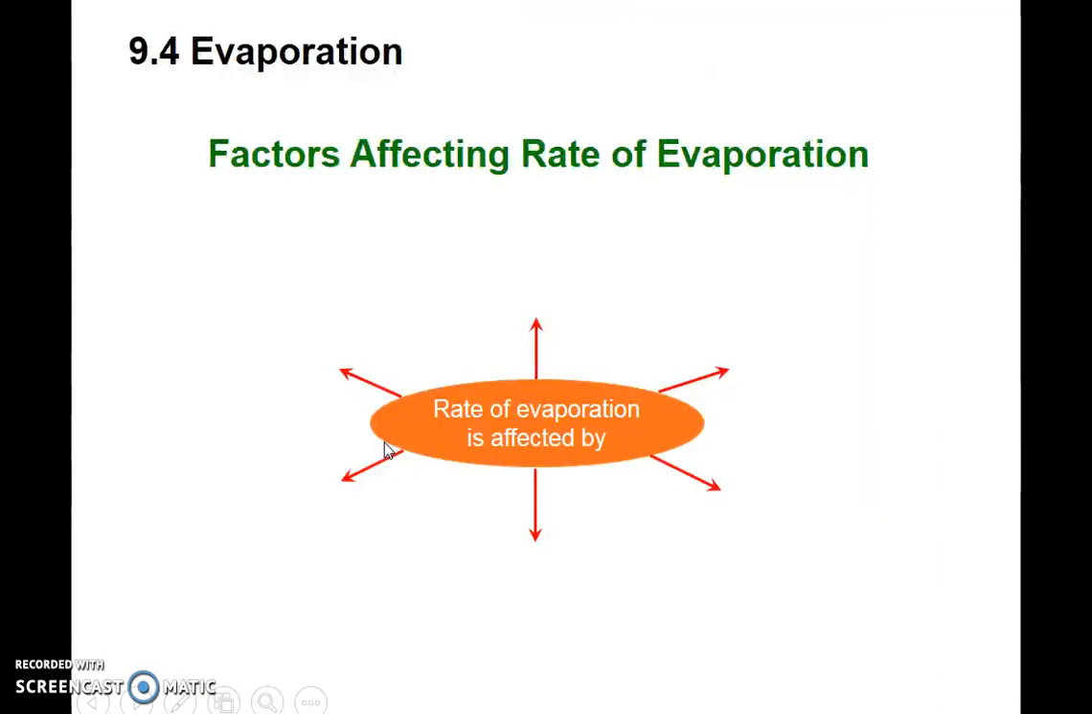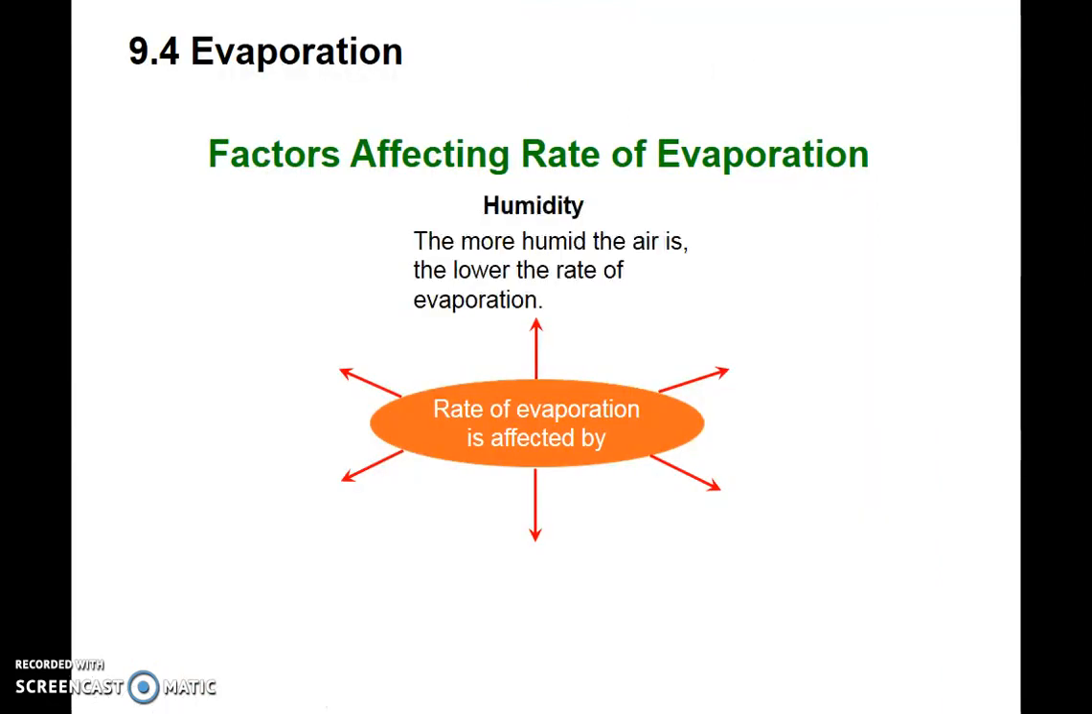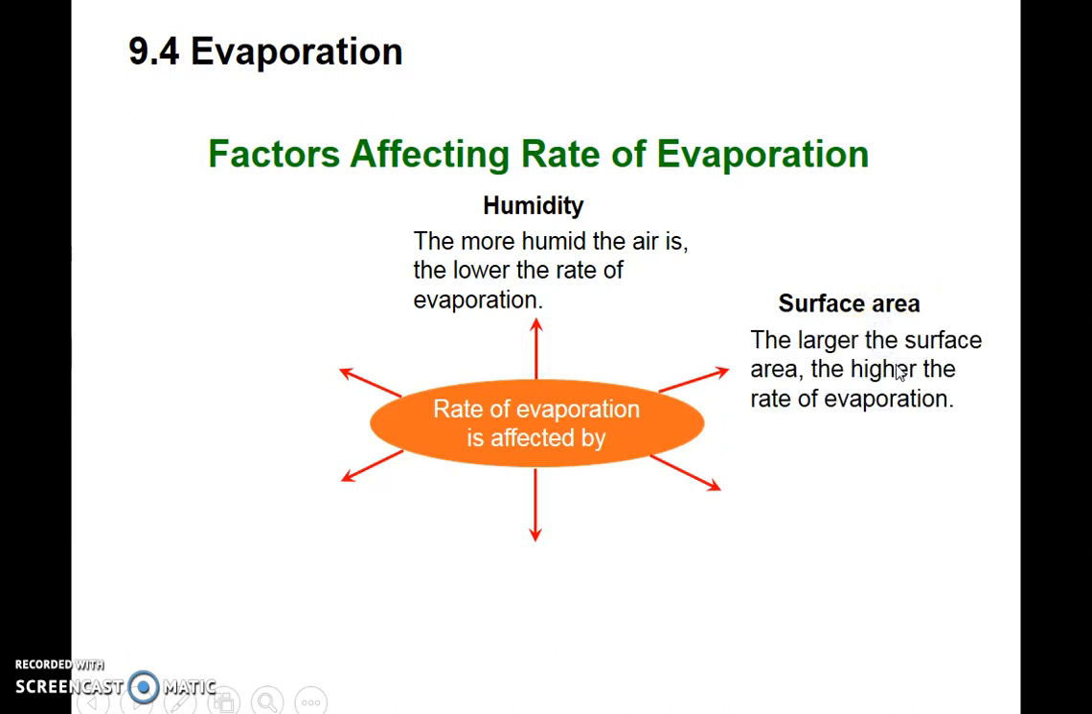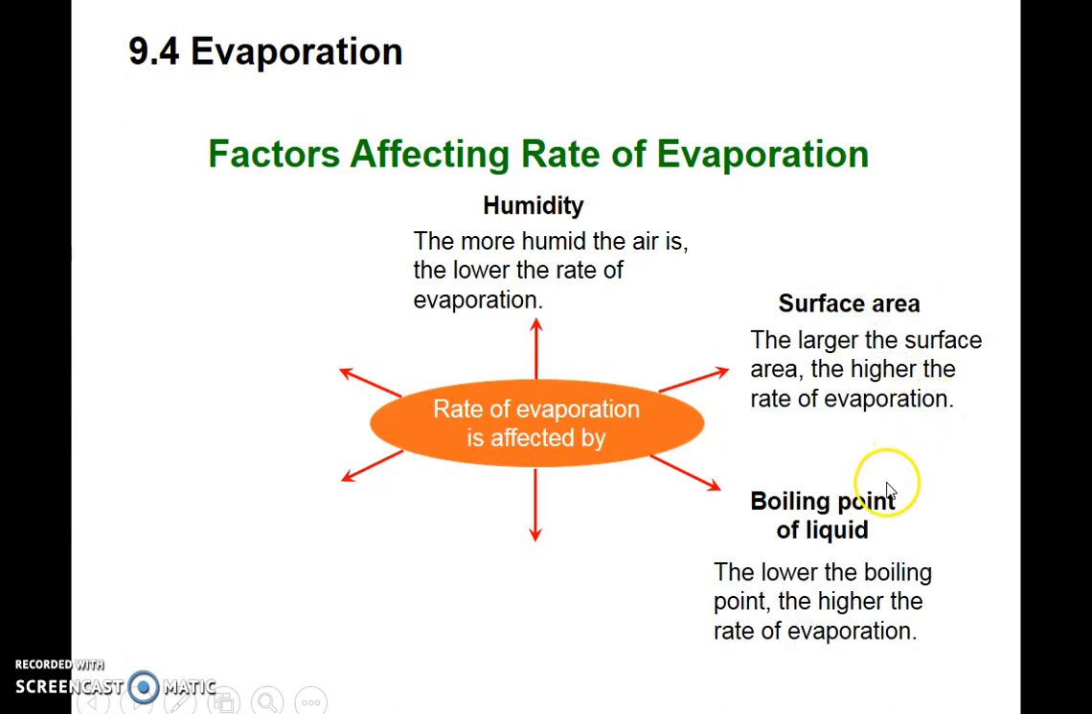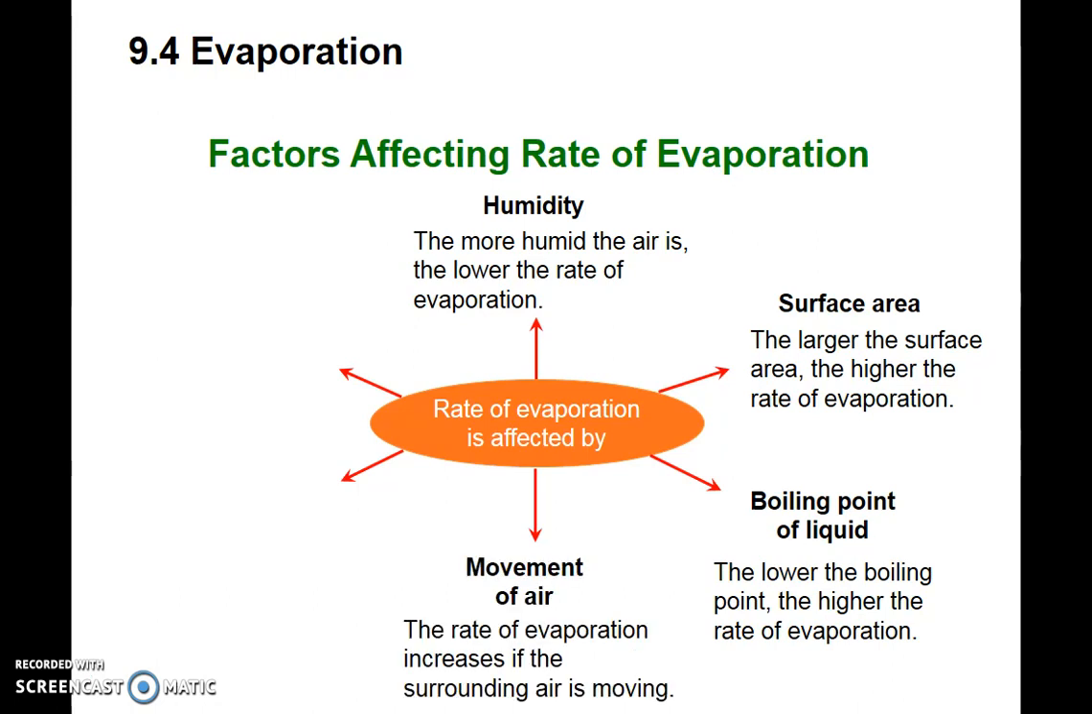The last slide will be a couple of factors affecting the rate of evaporation. For humidity, the more humid the air is, the lower the rate of evaporation. It makes sense because it's more difficult to pump liquid molecules into the air when the air is already very full of gaseous molecules. Surface area also: the larger the surface area, the higher the rate of evaporation. Boiling point of the liquid as well: the lower the boiling point, the higher the rate.